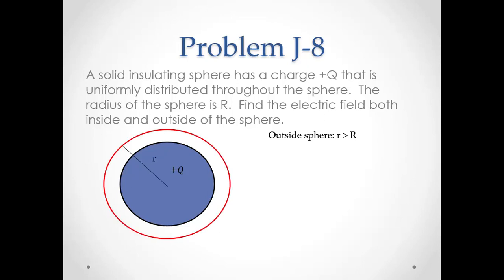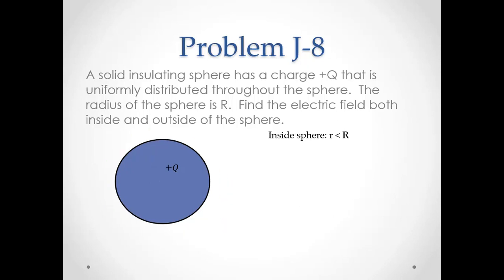If we look outside of the sphere, what we get is a set of equations that looks almost exactly identical to the conducting sphere outside the sphere. Q enclosed over epsilon naught equals the surface integral of E dot dA. The surface integral of dA is equal to 4 pi r squared. Charge enclosed is still Q. And in fact, we get the exact same formula. So whether it's an insulating sphere or conducting sphere, if I'm outside the sphere, the electric field is going to look exactly the same.